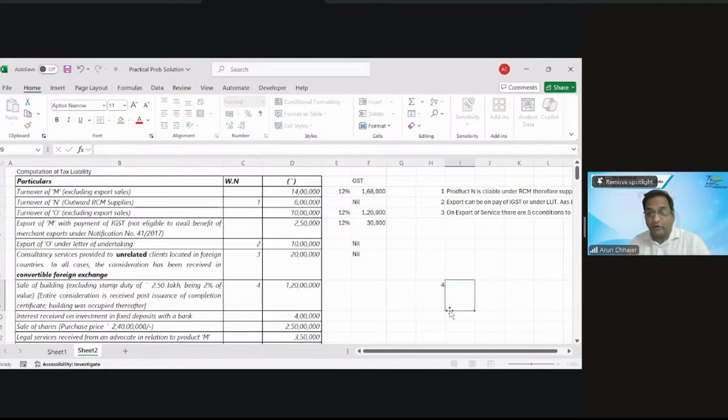Sale of building. Working note number 4. Sale of building after CC and first occupancy, whichever is later, falls under Schedule 3, para 5, and therefore not liable. Therefore it is neither supply of goods nor supply of service.